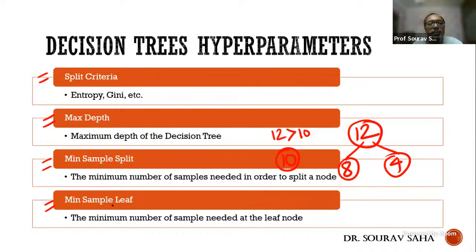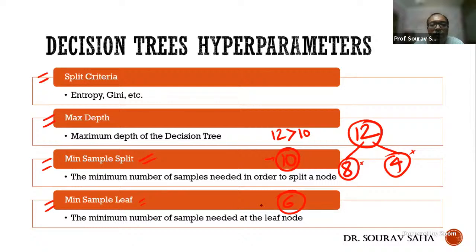Come to the other one, which is the minimum sample leaf. Let's say I have kept the minimum sample leaf at 6, which means there should be a minimum of 6 records at a particular node. In the minimum sample split part, after splitting this node of 12, it gives 8 and 4. My minimum sample split is set as 10, so 8 is less than 10. I can't split this further. 4 is less than 10, so this one also I can't split further.